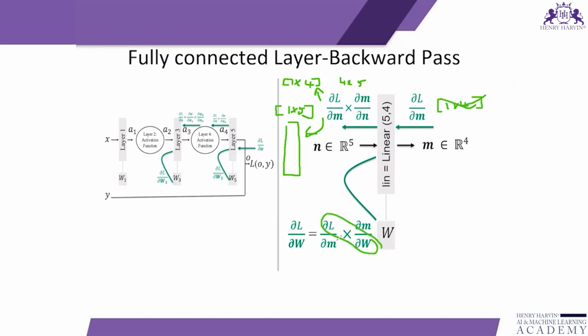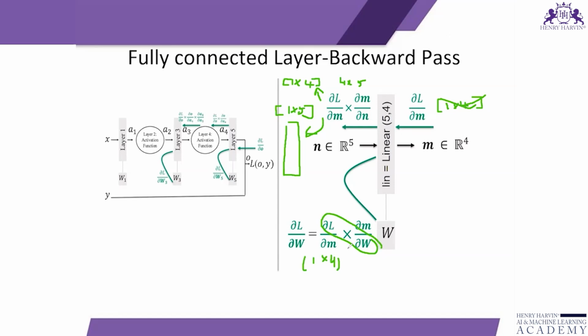What is dou L by dou M? This is what we are getting from here, that is 1 cross 4. And what is dou M by dou W? Now dou M by dou W is a Jacobian. This is the Jacobian of the output with respect to the weights.